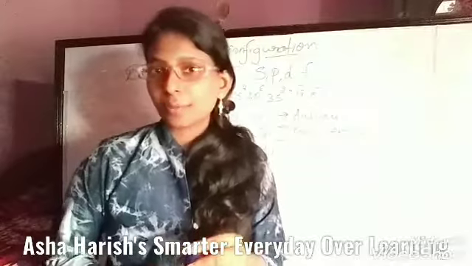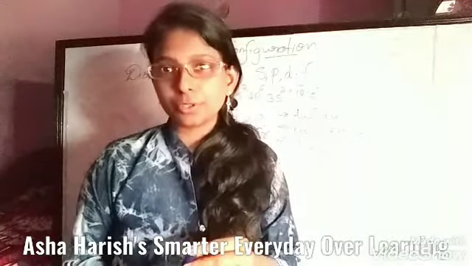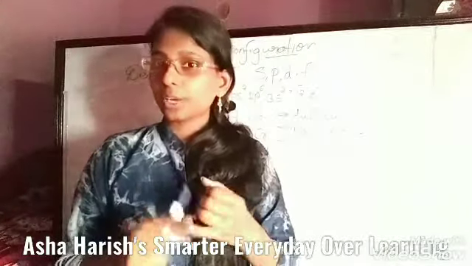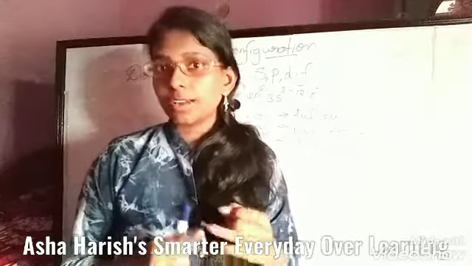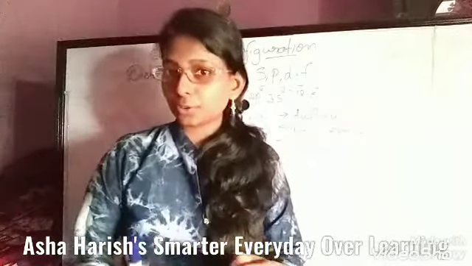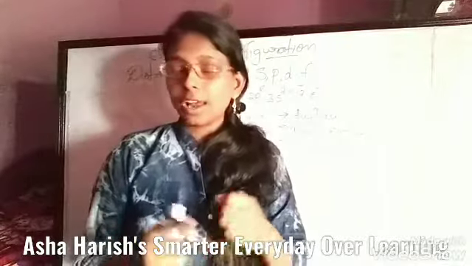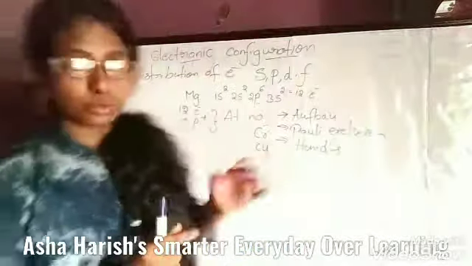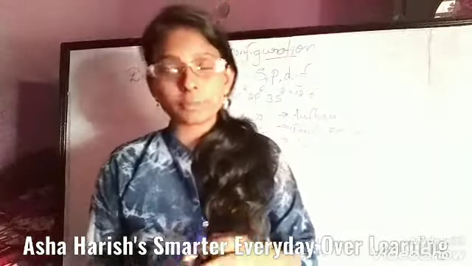Okay, students, this is about our today's session on the electronic configuration of the elements. How can we write the electronic configuration, and how can we calculate the number of electrons, protons and neutrons, and the exceptional characteristics also for chromium and copper, I explained in this class.